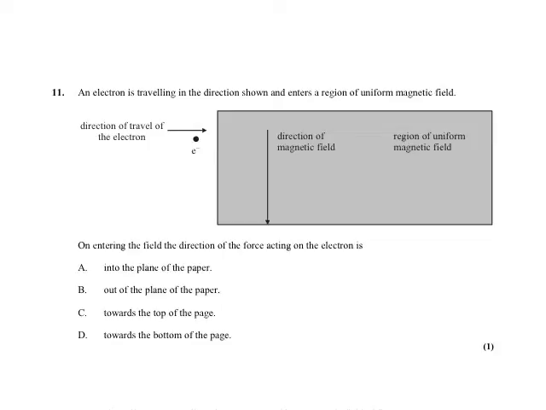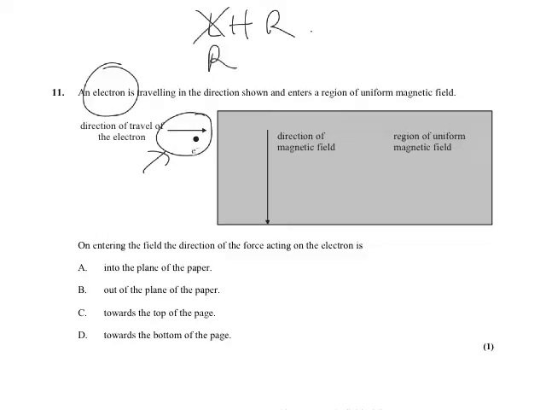Okay, this question is just another application of Fleming's left-hand rule. We have an electron travelling in the direction shown and entering a uniform magnetic field. So first of all, trick: it's not conventional current because it's a negative charge, so the left-hand rule becomes the right-hand rule. Number 2, check the directions.